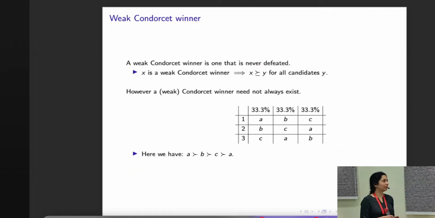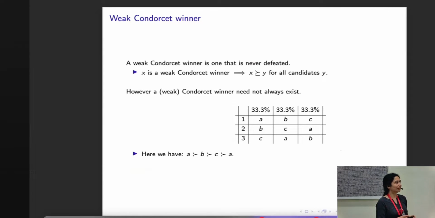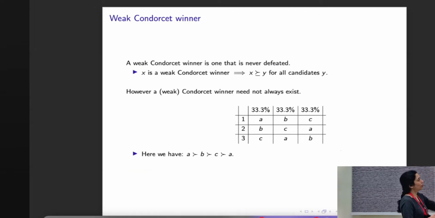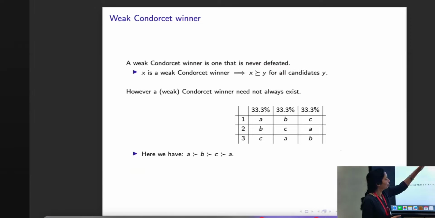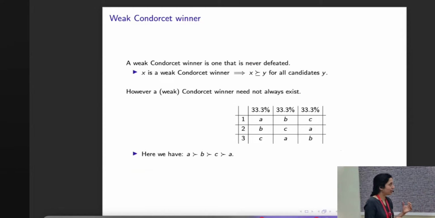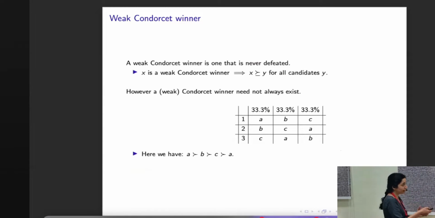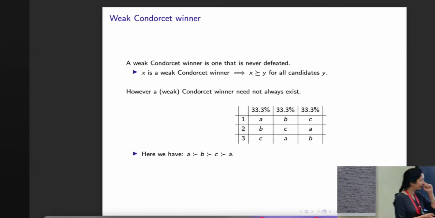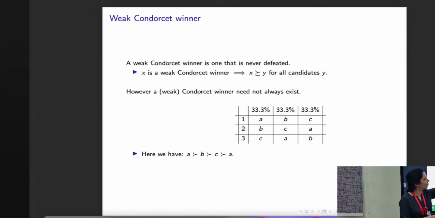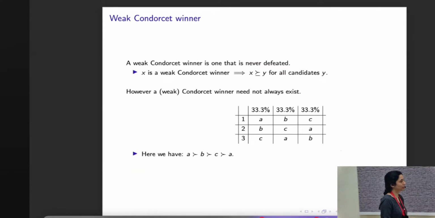Unfortunately, Condorcet winner and even weak Condorcet winner are rather demanding notions. Such a winner need not exist. This notion of not losing to or winning is not a transitive notion. We can have cycles like this. Let's check it on this example, where 1/3 of the population says A is better than B, better than C. Another 1/3 says B better than C, better than A. And another 1/3 says C better than A, better than B.